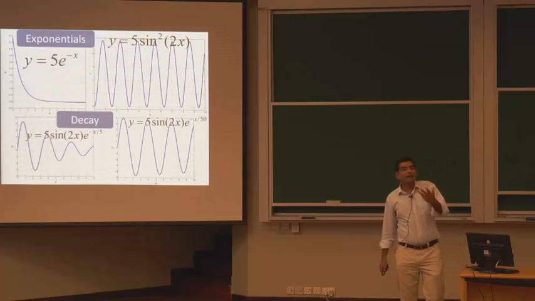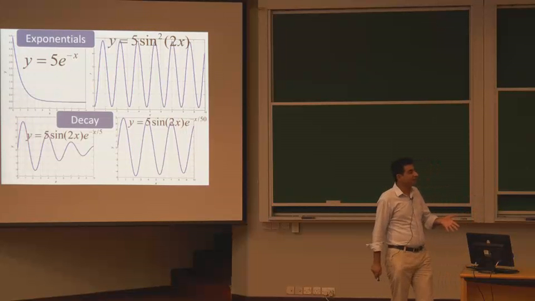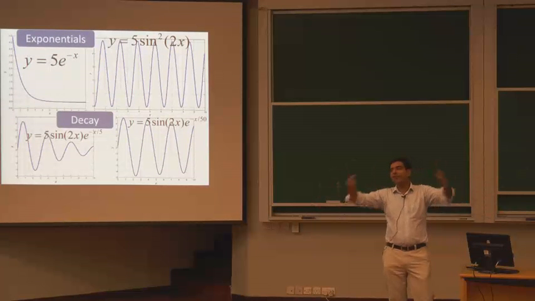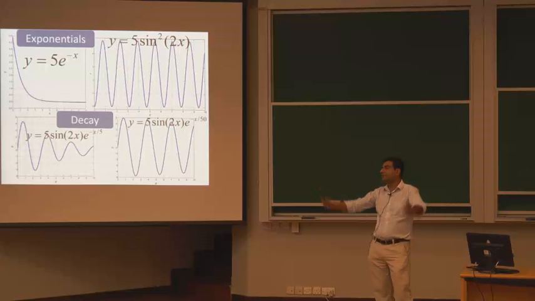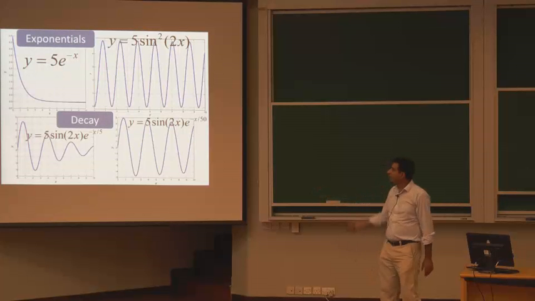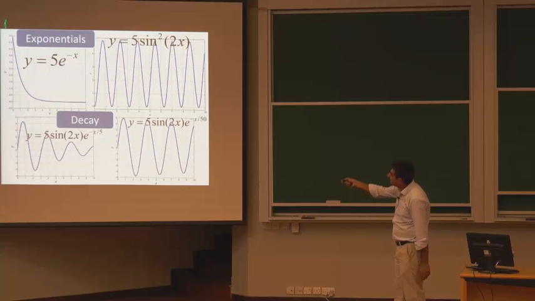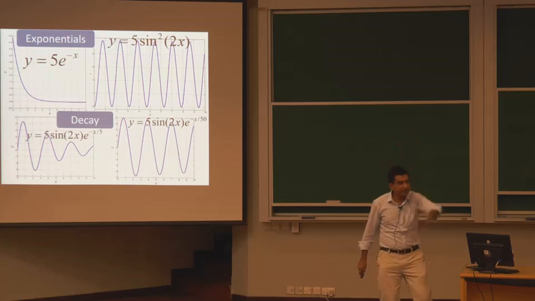Now there are other kinds of models. There are exponentials. So I'm just surveying all the different kinds of models and theories that you will encounter in this course. You will have a decaying exponential, an exponential that goes down. This is y equals 5 e raised to minus x. Here is the y-axis, here is the x-axis. So it decays with a certain time constant.